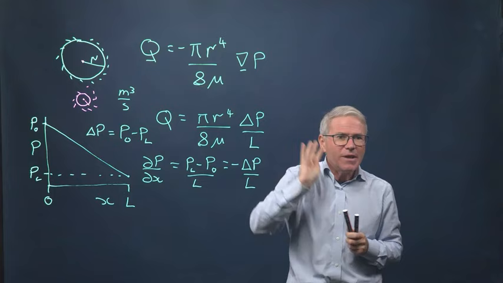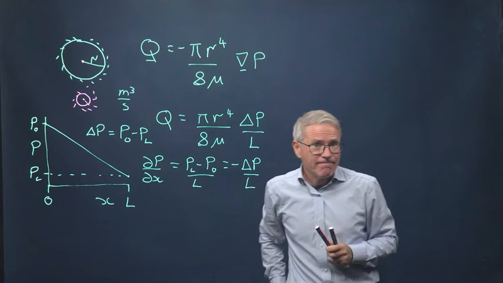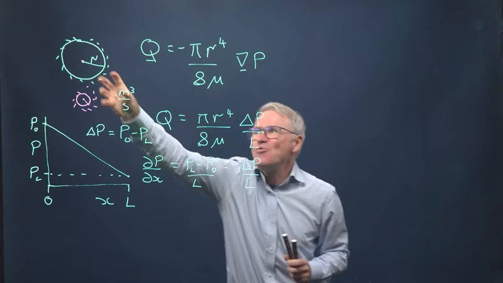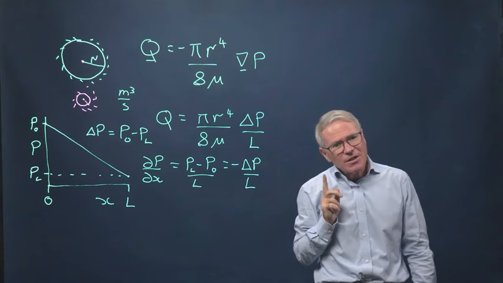So the reason why there's an area squared is clearly this has four times the area of that. So that's going to be four times more flux. But the velocity is also higher here. So that's where the r to the fourth comes in. And that is going to be super significant because we're going to look at flow in porous media.